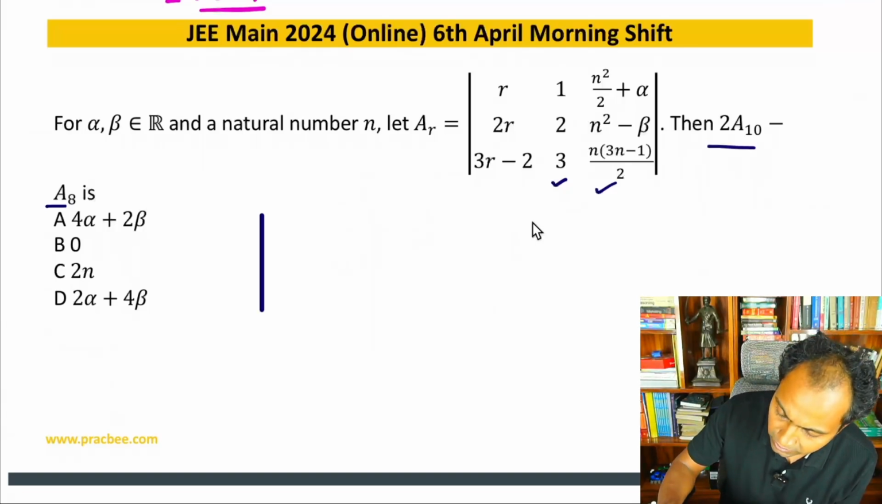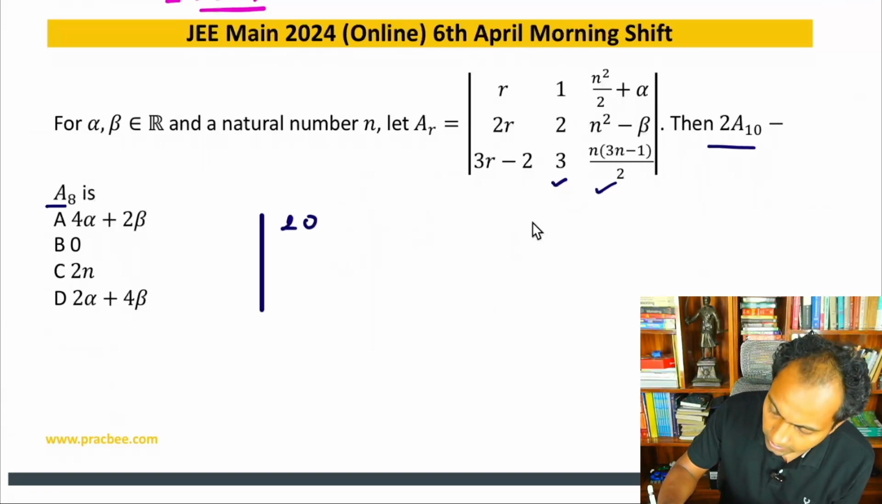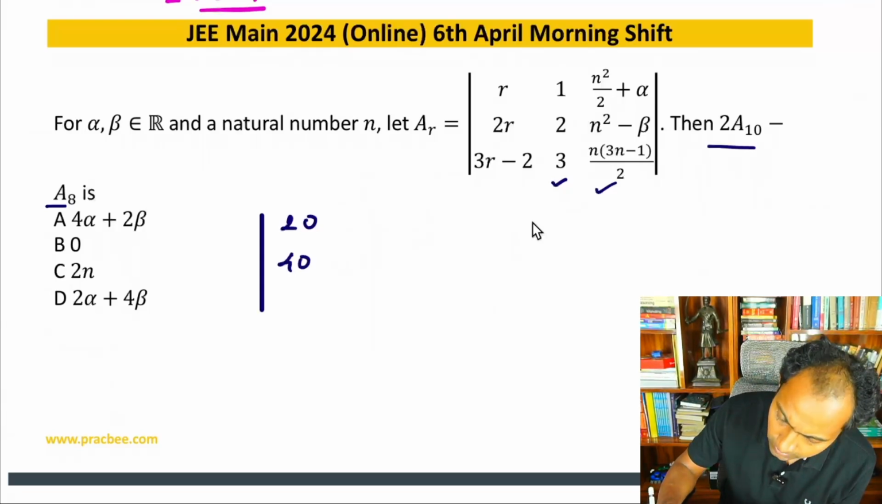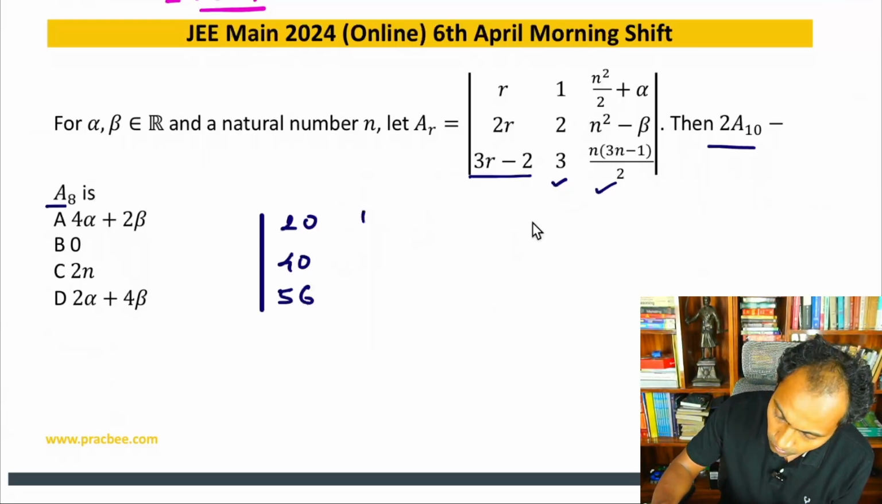2 into 10. So I can multiply 2 in the first row itself. It is going to become 2 into 10. This will become 20. In the second part again, 4 will come. 4 into 10 will become 40. Then this part, if I put 10, this will become 30, 28. 28 into 2 will become 56. 1, 2, 3, n square.